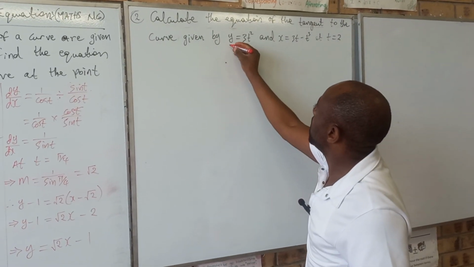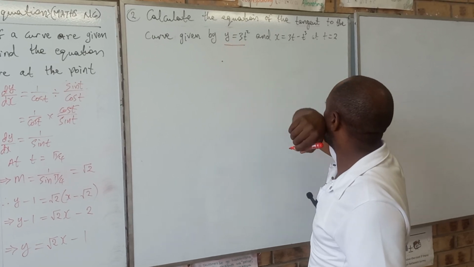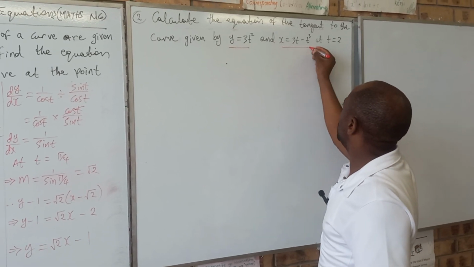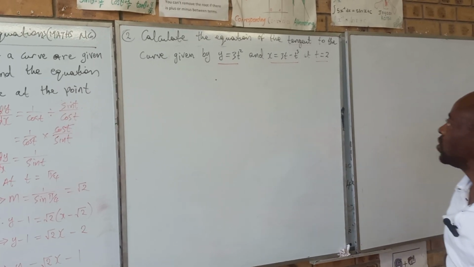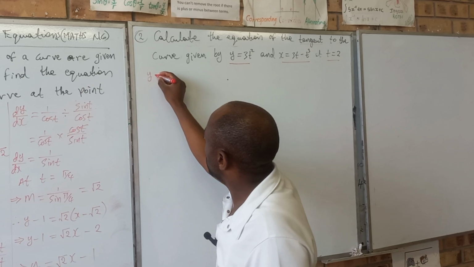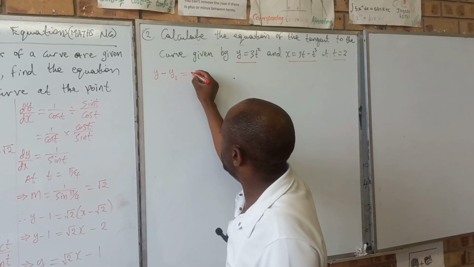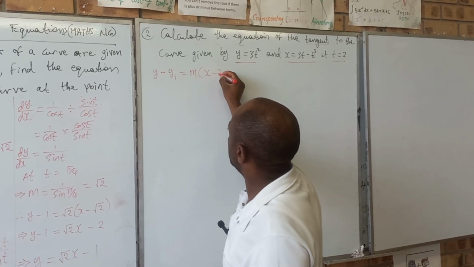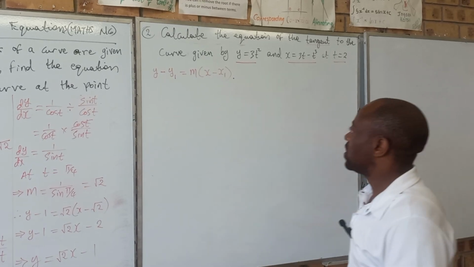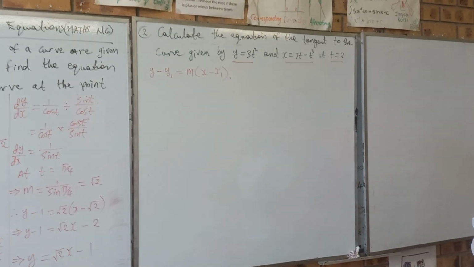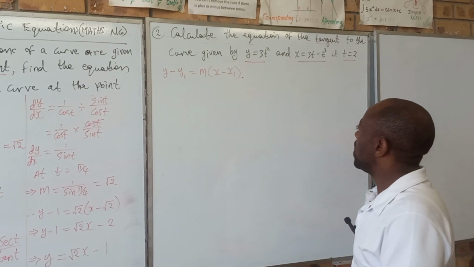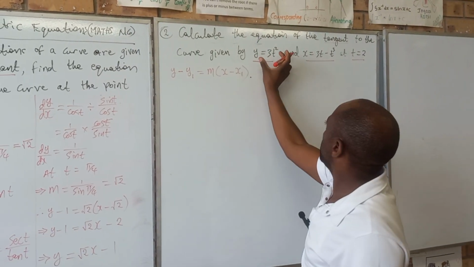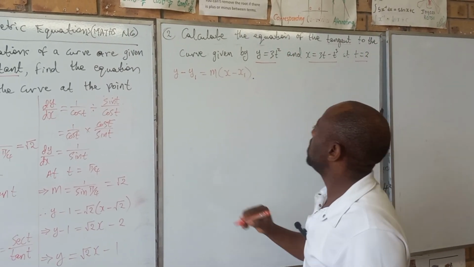Our curve is defined parametrically as y equal to 3t squared and x equal to 3t minus t cubed, and t equal to 2. So our starting point is capturing the equation of the straight line that we want to use, since we are now aware that a tangent to a curve is just a straight line that touches a curve. So from here, we go to our y1. To get y1, I capture y and replace t by 2.